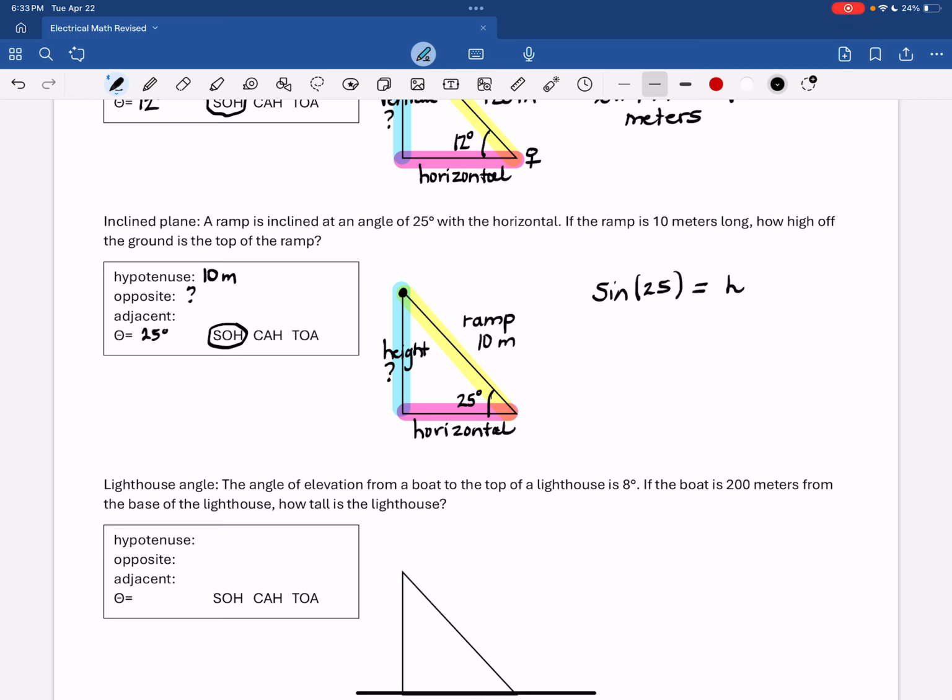Opposite, which is our height, over 10. So the height is going to be 10 times the sine of 25, about 4.226, and that is in meters.